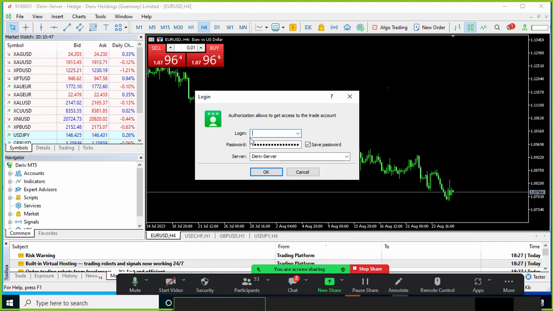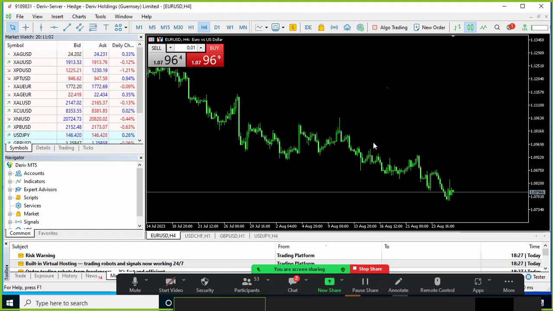MT5 is majorly for trading. You place your trade. You can also download MT5 on your smartphone. You must not use PC. You must not use desktop. You can use a smartphone. So once you put this in and click OK, it will automatically connect. And once it connects, everything is fine.